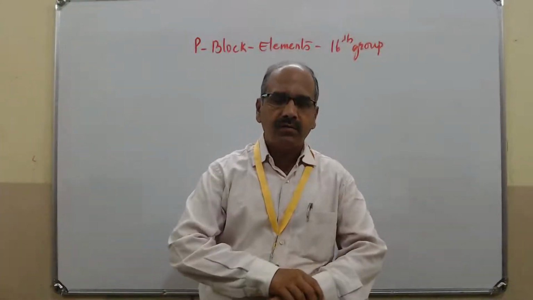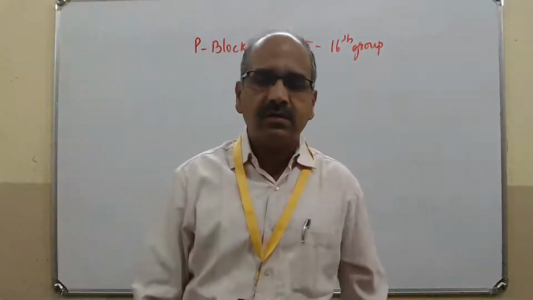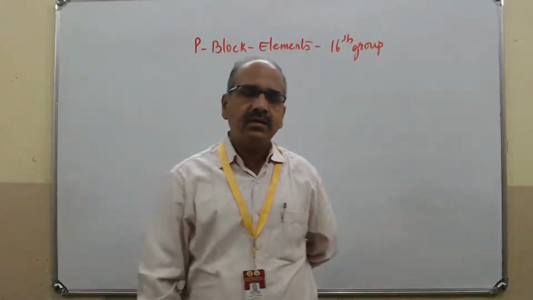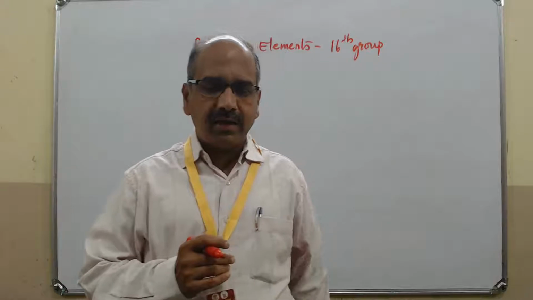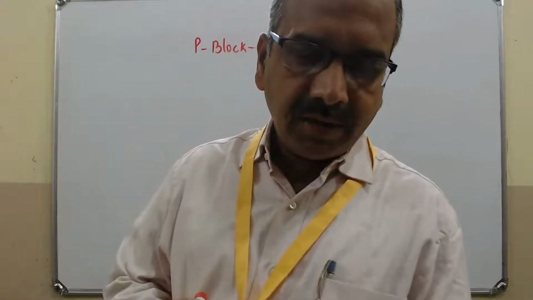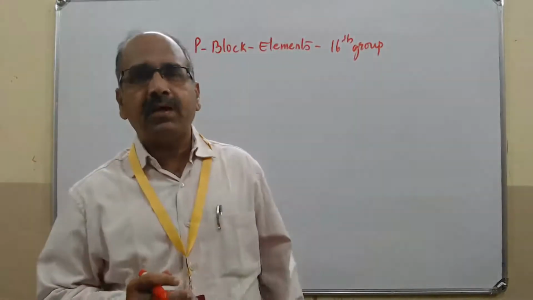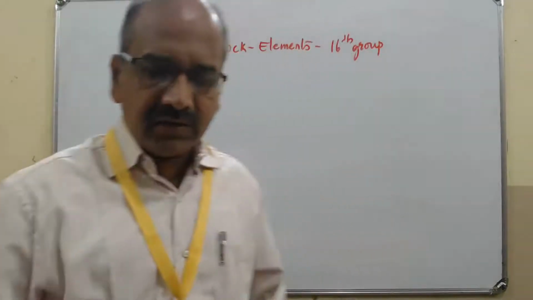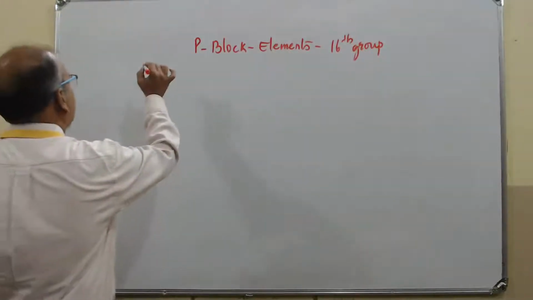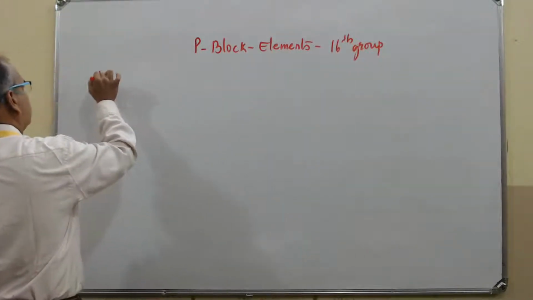Okay, good afternoon. Yesterday we were in the 16 group elements, seeing some of the properties and characteristic features of the 16 group, like electron gain enthalpy, electronegativity, ionization energy, atomic and ionic radii. All these we have seen. Let us move further, that is physical properties.